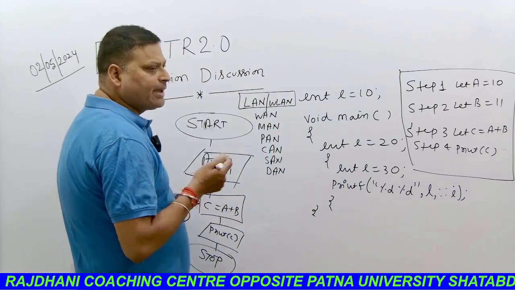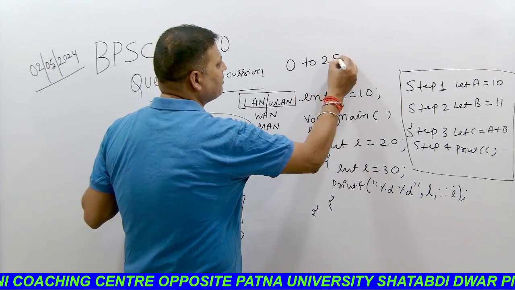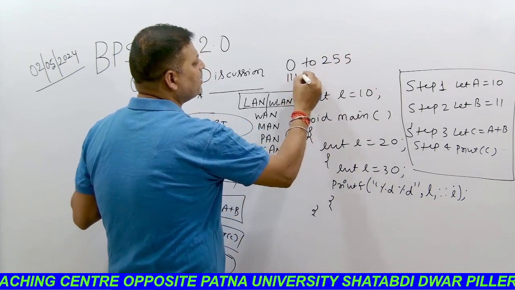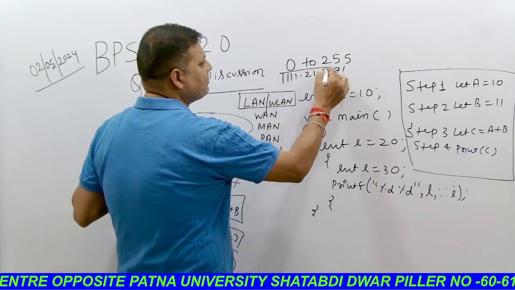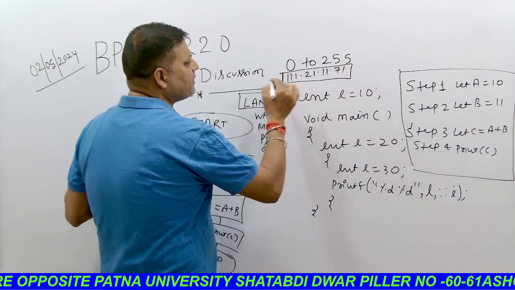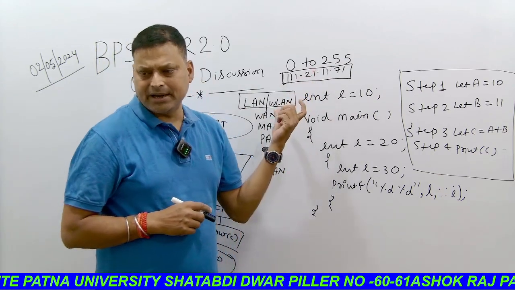और आईपी एड्रेस का जो रेंज होता है वो होता है 0 to 255. जैसे 111.21.11.71. This is the correct IP address. किसी भी वेबसाइट का जो न्यूमेरिक एड्रेस है, that is called IP address.